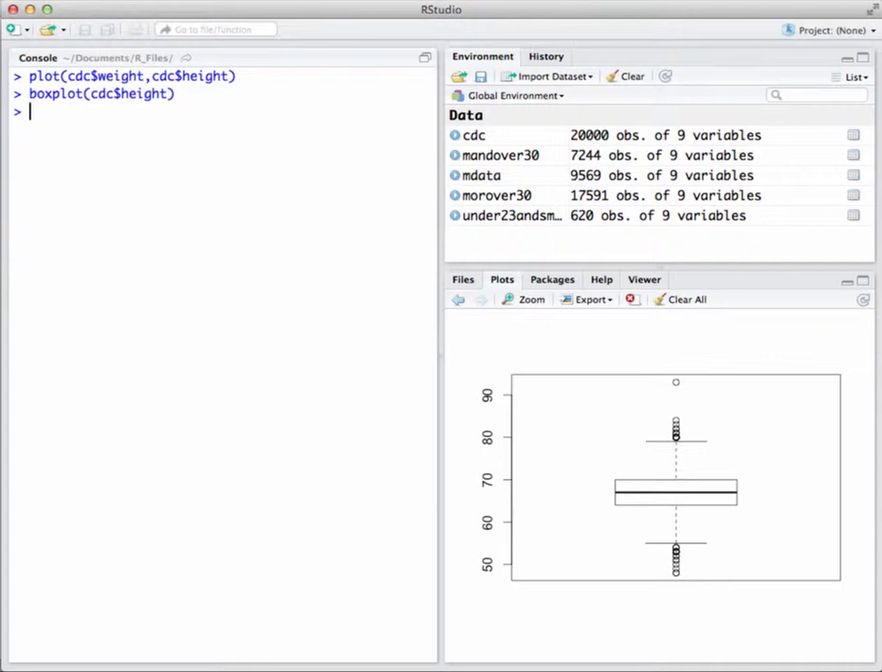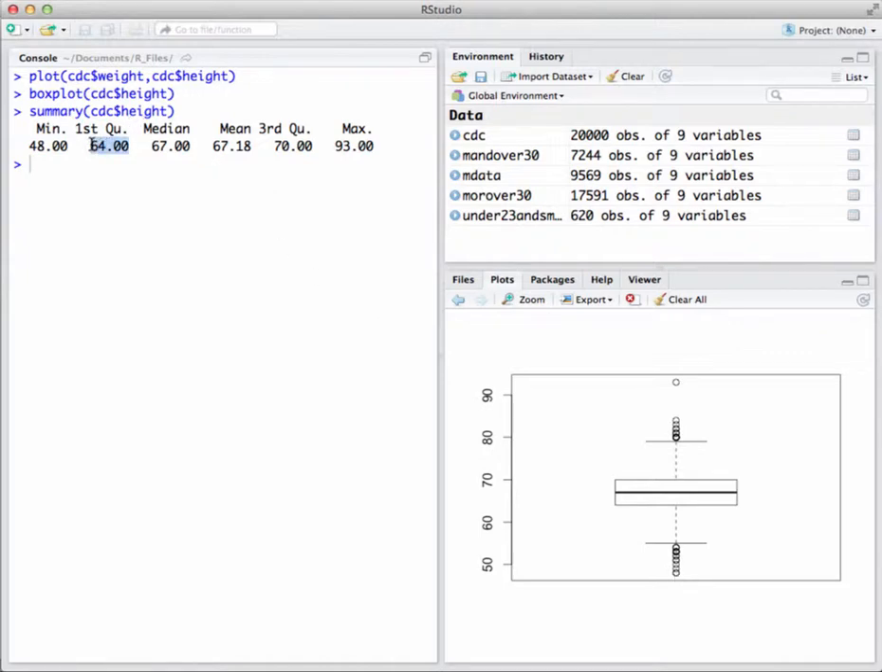Okay, so let's take a look at a summary here. Go ahead and do a summary of CDC heights, and talk a little bit about what the box plot just gave us. The thing to notice here is that the minimum, 48, corresponds to this dot down here. In other words, that's the smallest point, the minimum in our data set.